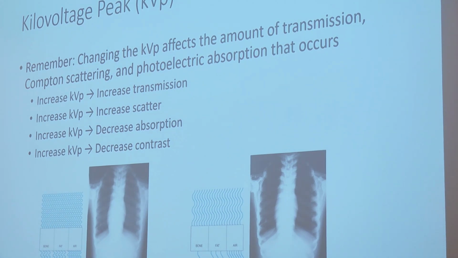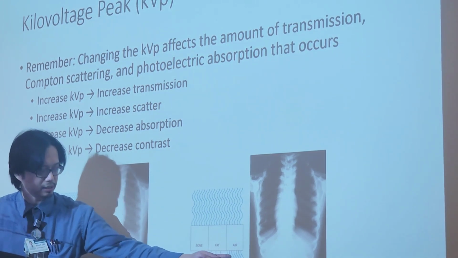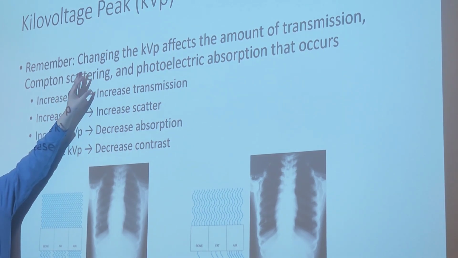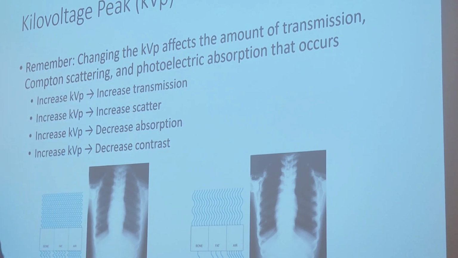Also, we just look at how many X-rays pass through the tissue, right? Less X-rays get through here at low KVPs, more X-rays get through at higher KVPs. Higher KVP, more transmission, more X-rays getting through. So does KVP increase dose?